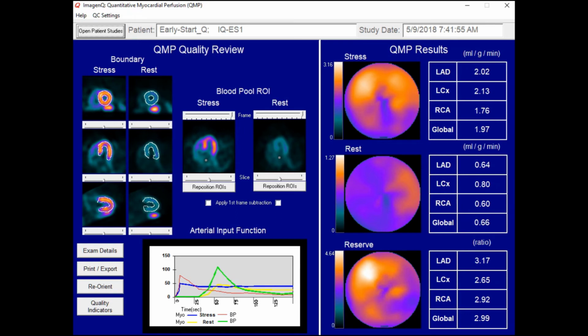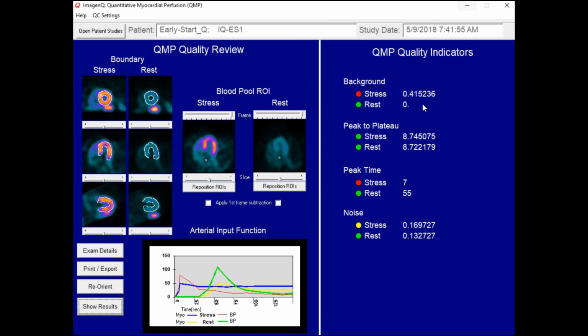The next example we're going to look at is a situation where the infusion system was started prior to the start of the acquisition. This has the problem that we do not capture the entire input function of the activity, causing us to underestimate the activity in the blood pool or in the arterial input function. We can see that our lights that we would typically rely on show a background value of 0.41 and a stress peak time of 7 seconds. We can see this also in the arterial input function.